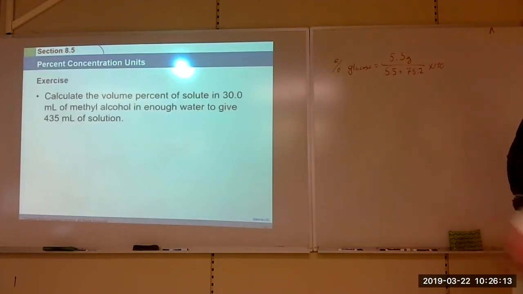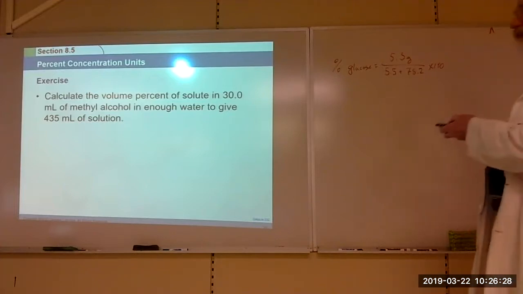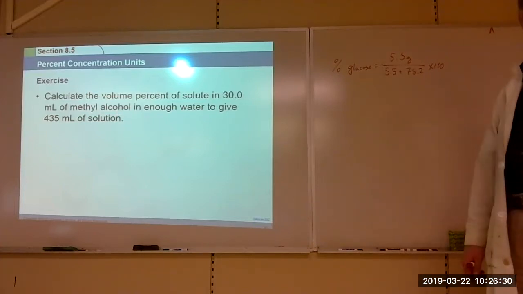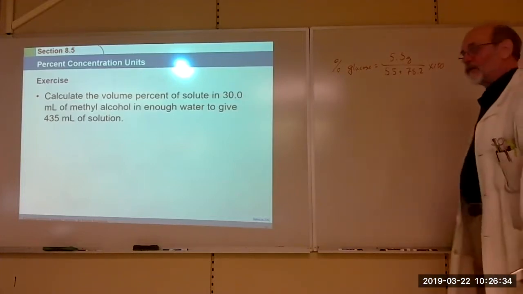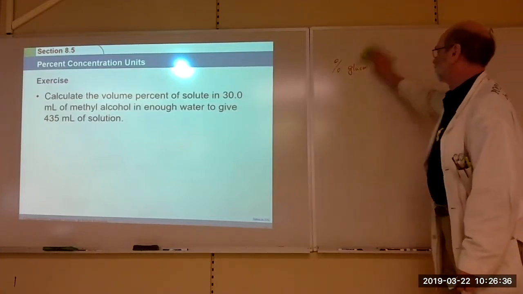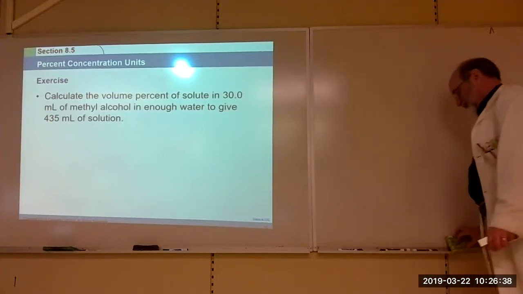By volume, we have 30 mL of methyl alcohol in 435 milliliters of solution. See, they gave it to you here. So if you add enough water to make this much solution, you've already got the volume of the solution. You don't have to add the volume of methyl alcohol to it. Besides, it wouldn't work anyway, for one reason.